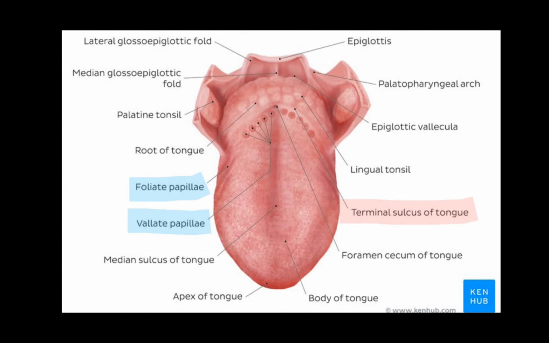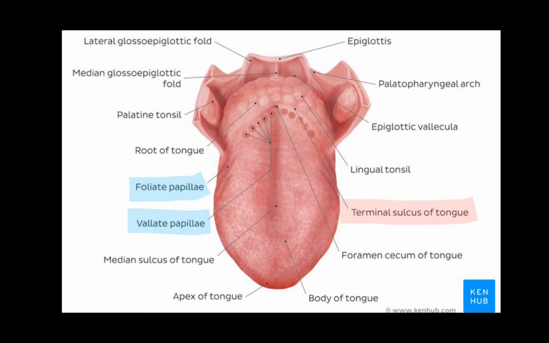The structure of the tongue is such that it is divided into two parts by a V-shaped sulcus that is called the sulcus terminalis. The anterior part is also known as the oral part or pre-sulcal part, and the posterior part is known as the pharyngeal or post-sulcal part. Then, the oral part.